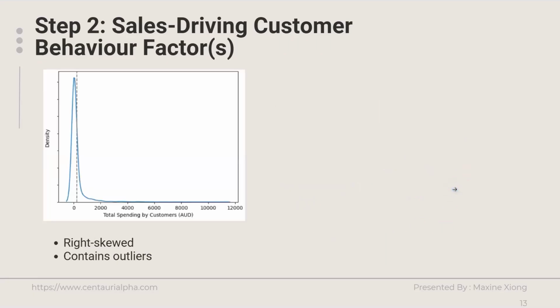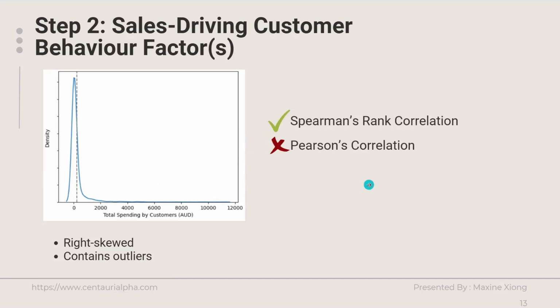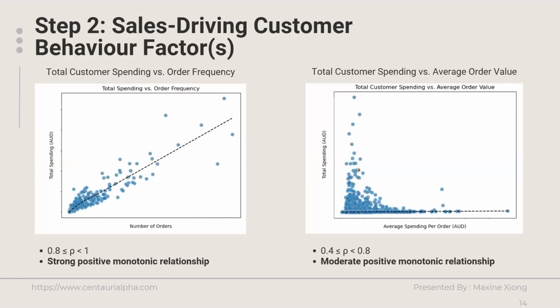In our case, we investigated the distribution of total customer spending. The distribution, as you can see here, is actually right-skewed, not normally distributed, and contains outliers apparently. Therefore, we chose Spearman's rank correlation method for identifying the relationships between total customer spending and the two key factors. Using Spearman's rank correlation, we computed the correlation coefficient for both relationships.